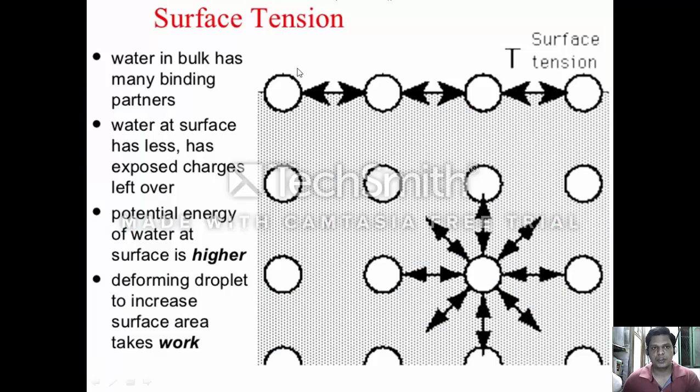For surface tension, suppose we take water and consider molecule A, molecule B, and molecule C. A water molecule in the bulk has many binding partners. Water at the surface has exposed charges left over at the surface. So the potential energy of water is higher, and then deforming the droplet to increase the surface area takes place.